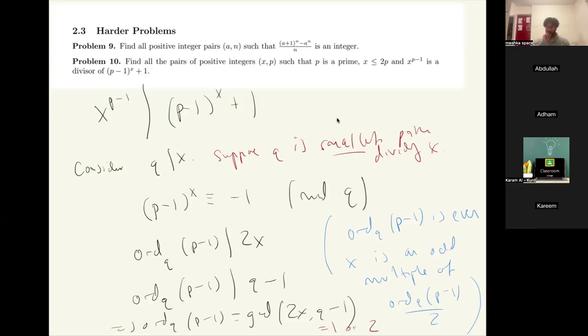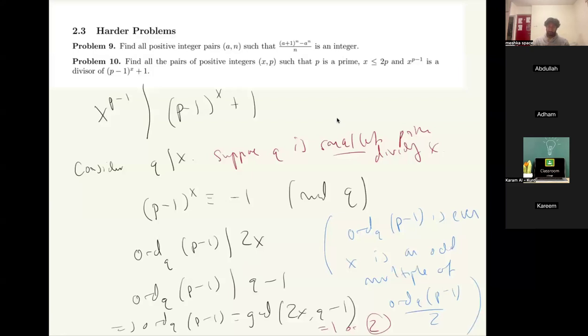Oh, yeah, it's 2. So why isn't it 1? Because we know that p minus 1 to the power x is congruent to minus 1. Yep, exactly. It's the secondary condition we wrote here, right? We know this order should be even. So the fact that p minus 1 to the power x is minus 1 tells us that it's not 1. It must be 2, actually.